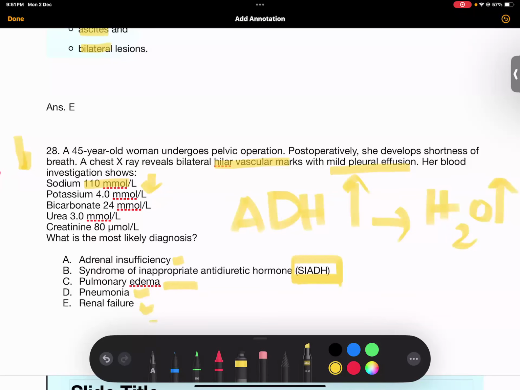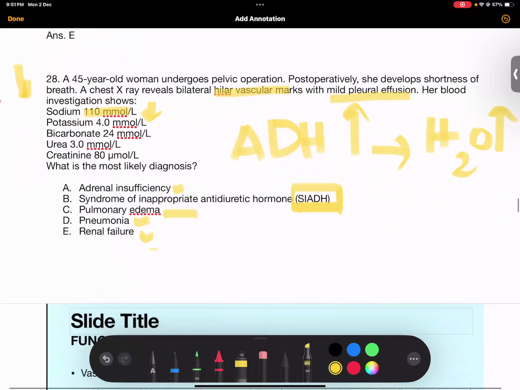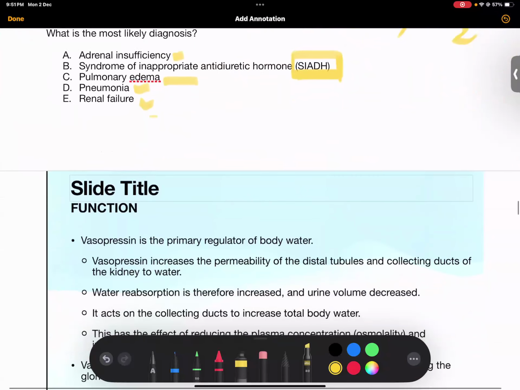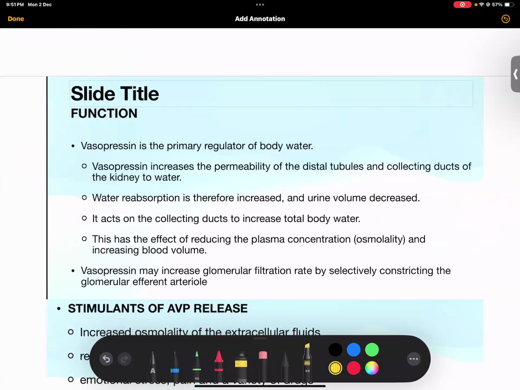Whenever the water absorption is more, it means your solute concentration or osmolality would be decreased because water is more. So that is why the sodium is very much less. So this is your syndrome of inappropriate ADH. If you see this vasopressin, basically this vasopressin ADH is your regulator of water. It increases the permeability of distal tubules and collecting ducts of the kidney to water, and that's how water reabsorption increases, urine volume decreases, and it reduces the plasma concentration. So osmolality is reduced and the blood volume is increased.